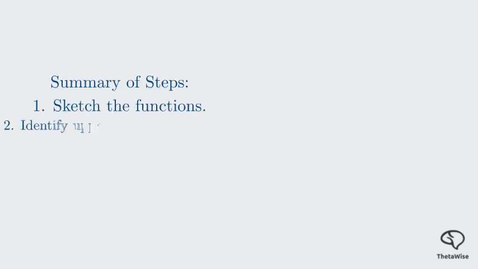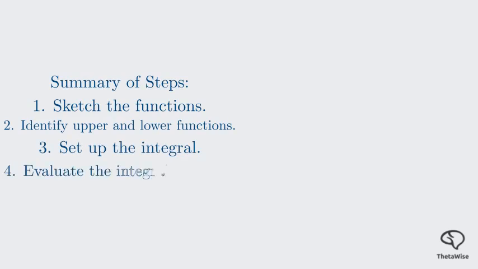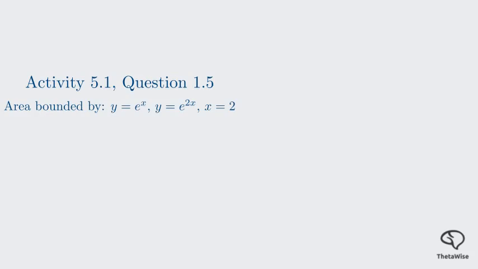So we successfully found the area by sketching the functions, identifying the upper and lower functions, setting up the integral, and carefully evaluating the trigonometric function at the limits. Our final area problem for this module. We need to calculate the area bounded by the curves y equals e to the x, y equals e to the 2x, and the vertical line x equals 2.